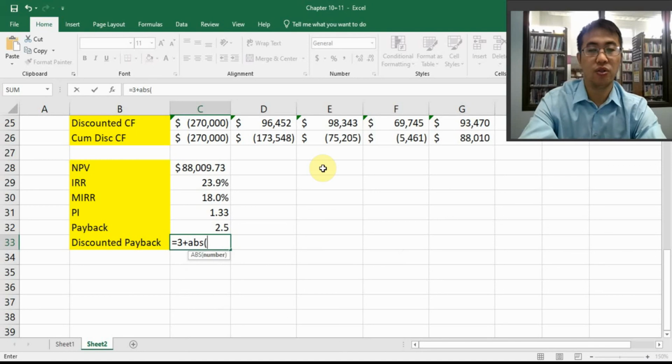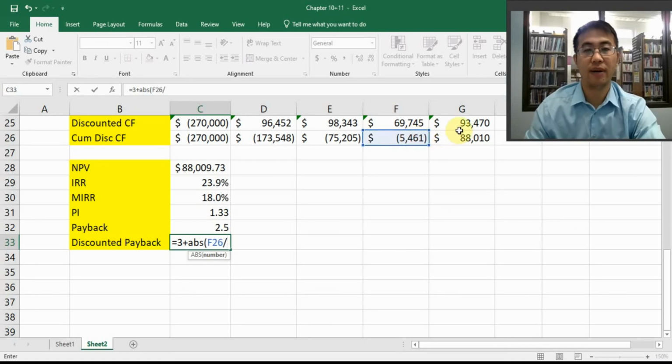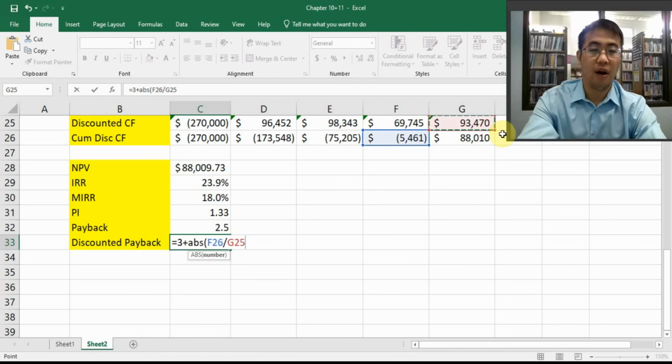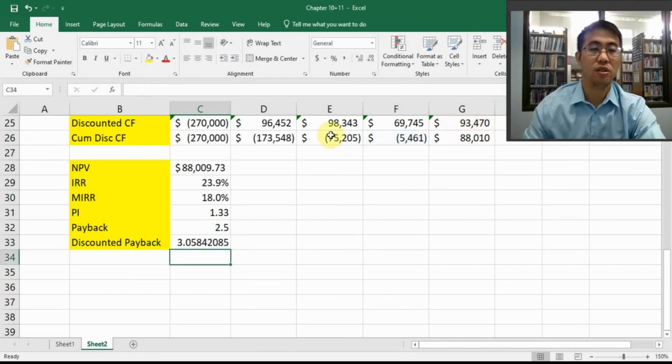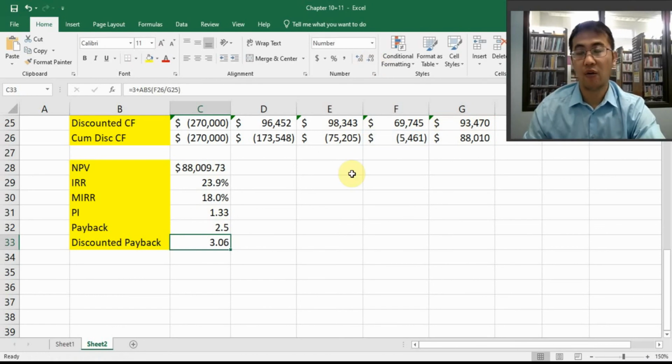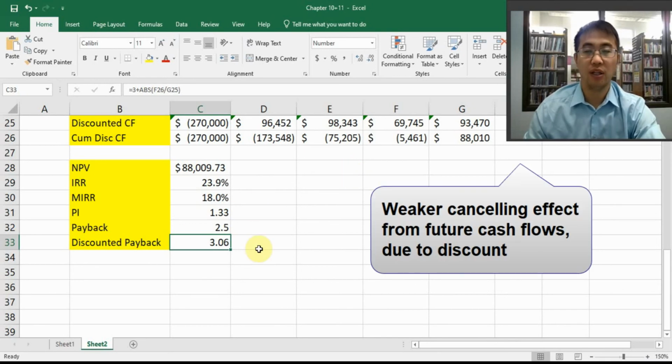And once again, I need to use the absolute value for the ratio, and that ratio is the remaining balance divided by the money you make in this year, and all at discounted level, of course. So this would be your discounted payback. Because you discount all the future cash flows, each $1 or $100 in the future is worth less than $1 or $100 today. So their canceling effect becomes weaker. So that's why it takes longer for you to pay back your initial investment.